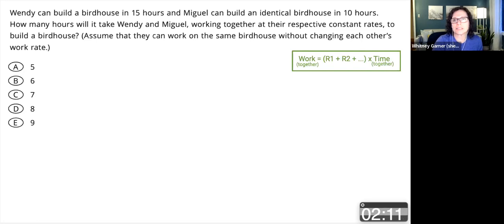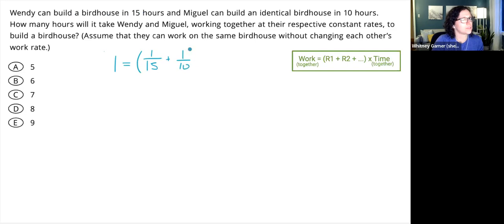All right. Got a lot of answers in, so it seems like maybe this one went pretty well. Again, I'm going to put the two together. I want to build a birdhouse, which means my work is one. Their rates are one birdhouse in 15 hours plus one birdhouse in 10 hours. And I want to know how long it's going to take.